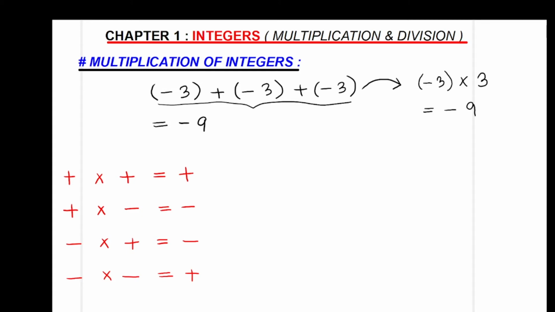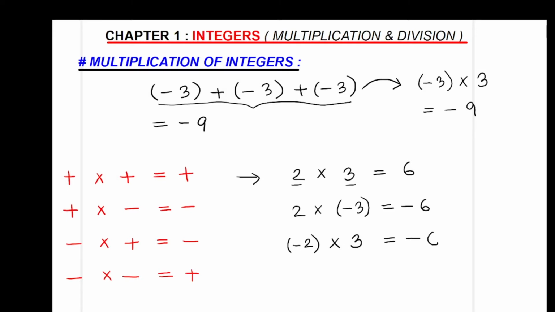So I will show you one example. See, 2 into 3, it will be 6. Both are positive. 2 into minus 3. Here one is positive, one is negative, so it will be minus 6. Again, minus 2 into 3, we will get minus 6. Minus 2 into minus 3, then we will get plus 6.